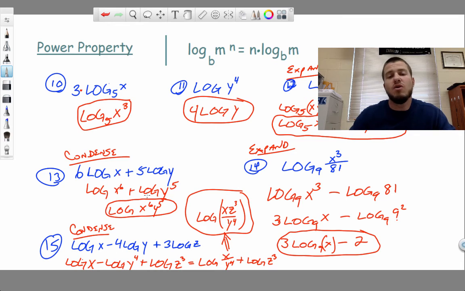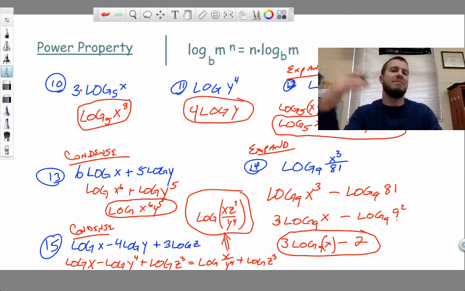Basically, what it's going to mean is if the log has a negative or a minus in front of it, it's going to be in the denominator. If it has a plus or a positive in front of it, it's going to end up in the numerator.